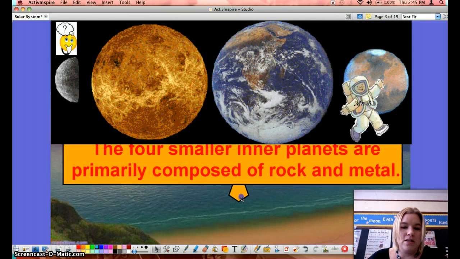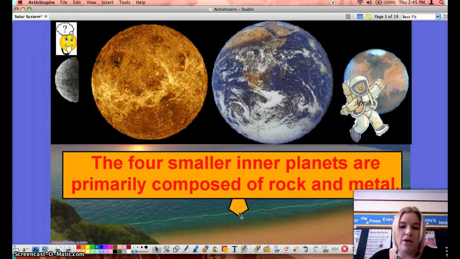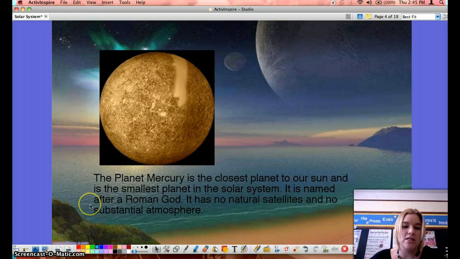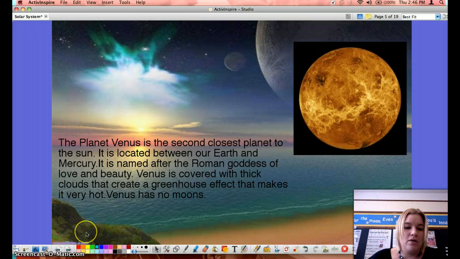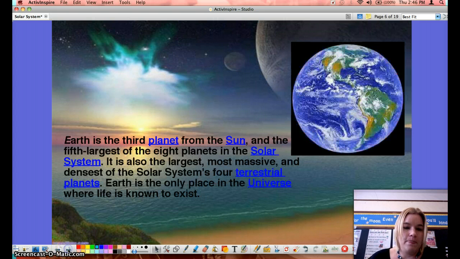Okay, and then this says the 4 smaller inner planets are primarily composed of rock and metal. And this goes on to address each planet, discusses that the planet Mercury is the closest to the sun, and it's named after a Roman god. It has no natural satellites and no atmosphere. The next planet from the sun is Venus. It's the second closest to the sun, located between Earth and Mercury. It's named after the Roman goddess of love and beauty. It's covered with thick clouds, and it has no moons.